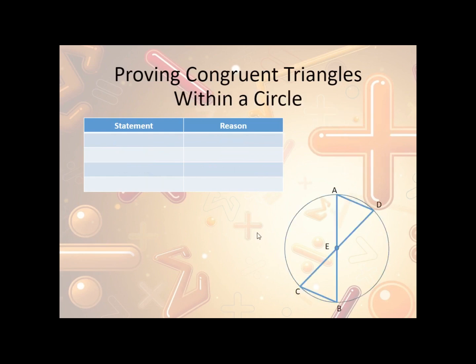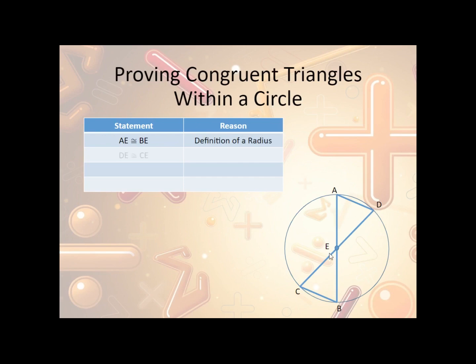Let's look at another example. Now we have triangles within a circle. So we know that this is a radius. So all radii are exactly the same length. So this side, this side, this side, and this side are all the same. So we could say that AE is congruent to BE. And we know that because of the definition of a radius. So it's not actually given. They didn't put any markings. But we know because it's a radius, it's the same.